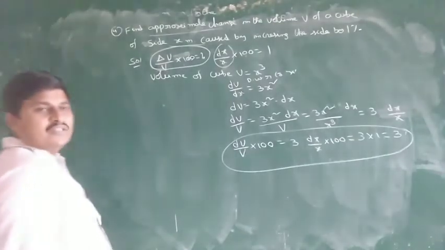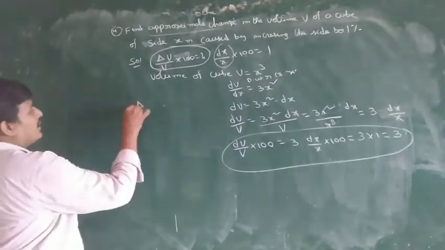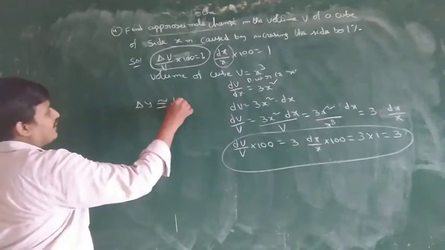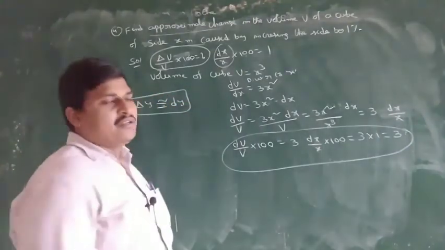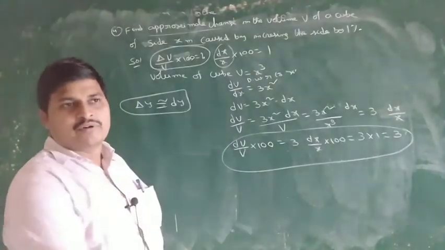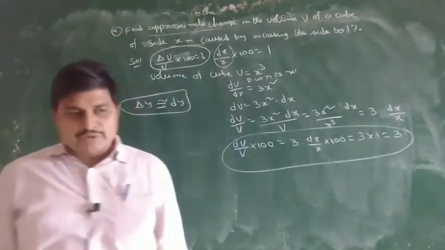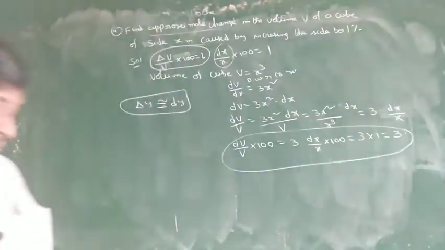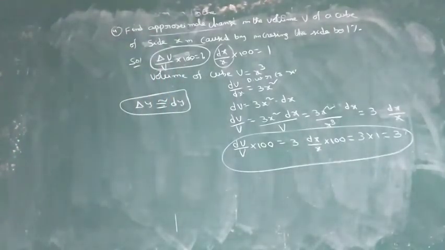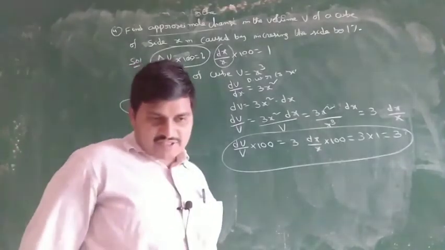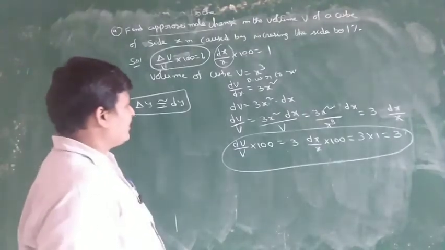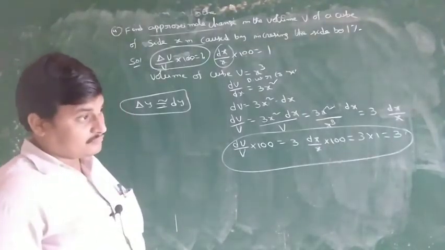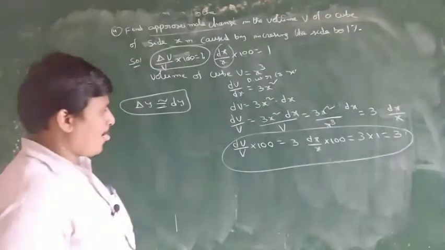What is the difference? In the formula, delta y is approximately dy. Derivative means d. In the earlier derivative classes you used d, not delta, so it was confusing. That's why delta y is approximately equal to dy. Okay.